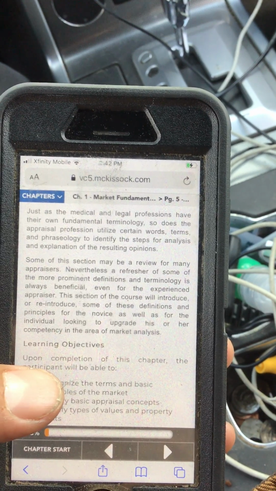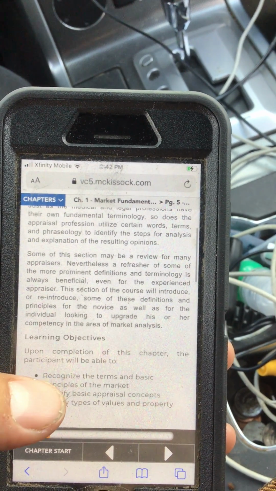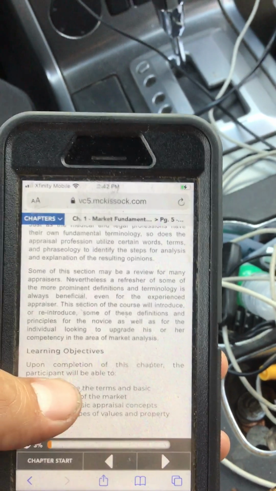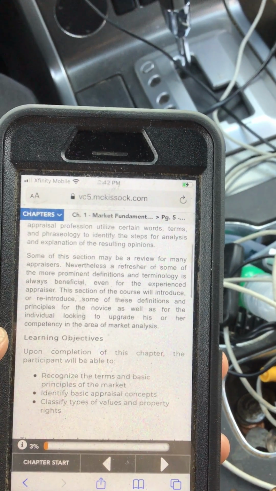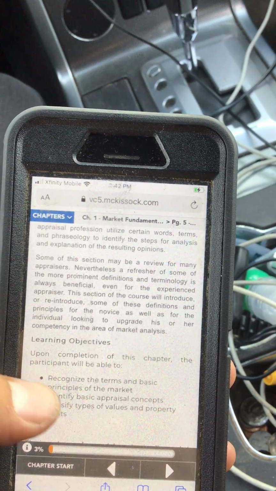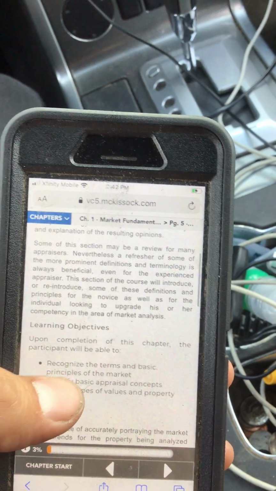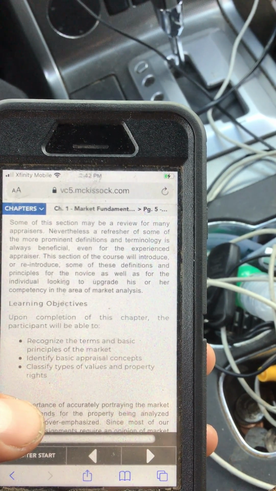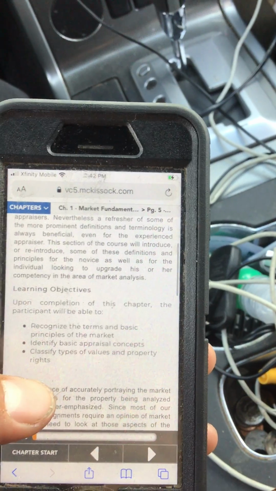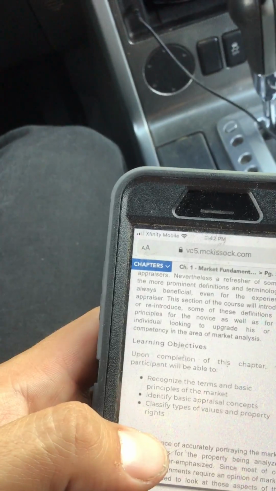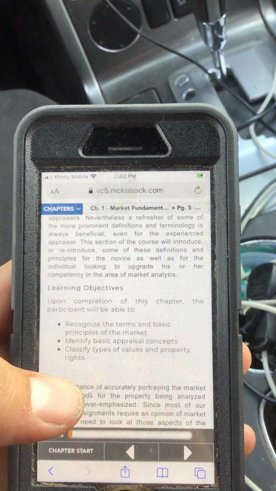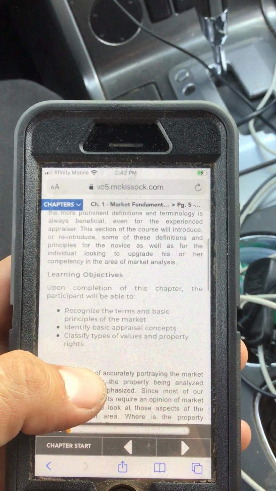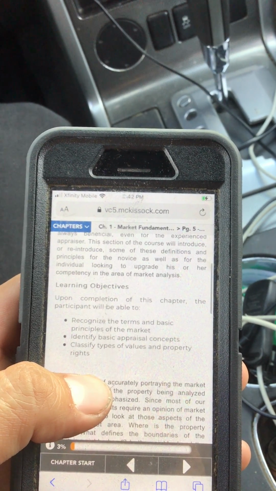Just as the medical and legal professions have their own fundamental terminology, so does the appraisal profession utilize certain words, terms, and phraseology to identify the steps for analysis and explanation of the resulting opinions. Some of this section may be a review for many appraisers. Nevertheless, a refresher of some of the more prominent definitions and terminology is always beneficial, even for the experienced appraiser.